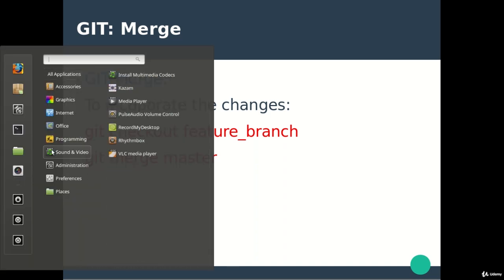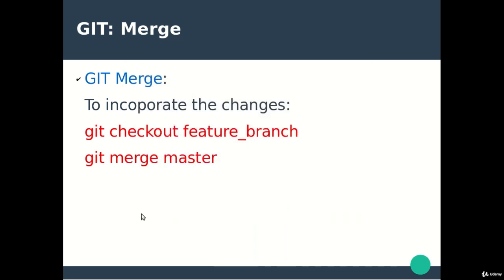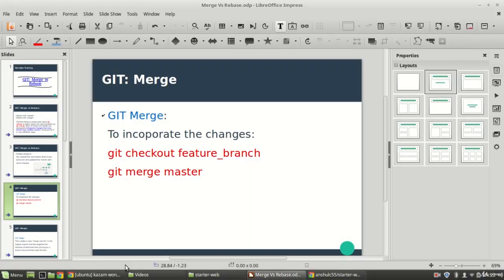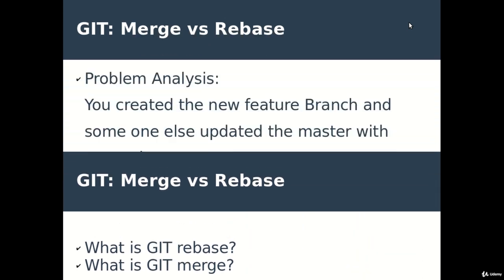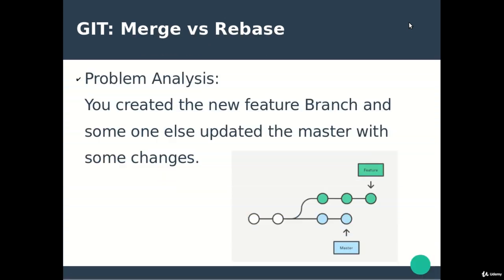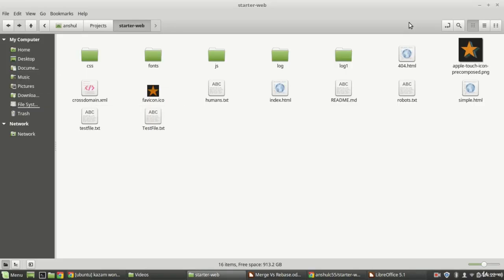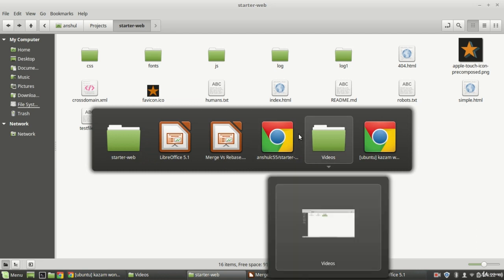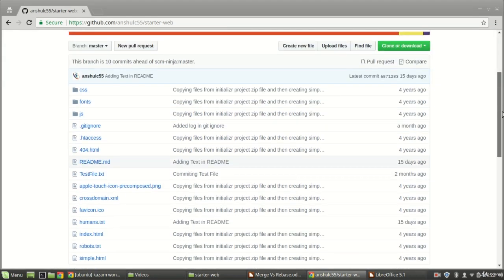So if I go to terminal, okay, I don't want to go to terminal. Suppose I go to, I have created that feature. Give me some time. I need to figure out where I have created that. So yeah, here's the starter web project. You remember? Here is my fork. I have forked the starter web project from the SCM Ninja, right? And this is the project on which I was working, right?